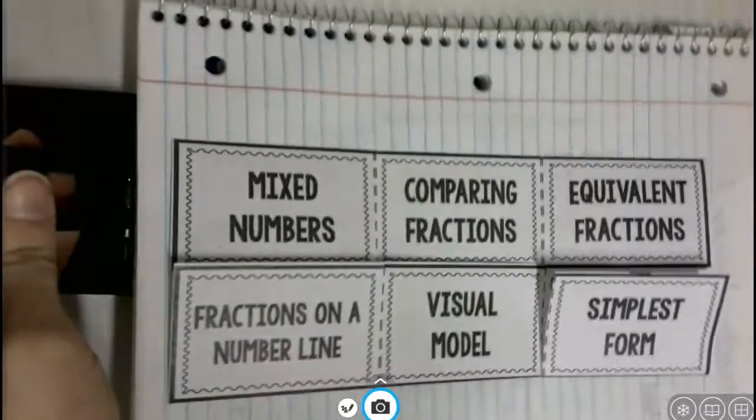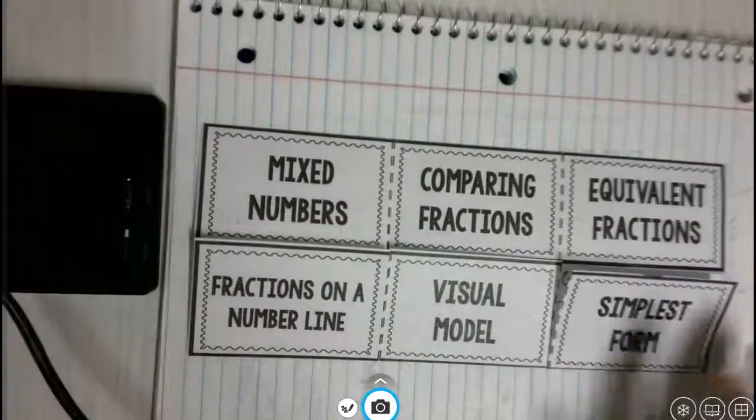Okay, so first we're going to look at equivalent fractions. Let's see if I can make this kind of work for us. That's kind of how it fits on my table. This will work.